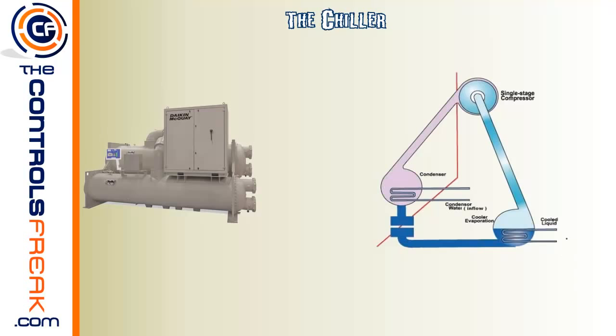On the evaporator side, we have water lines as well. These water lines actually run into the building through the coils that are inside the air handler units, essentially air conditioning units inside the building.